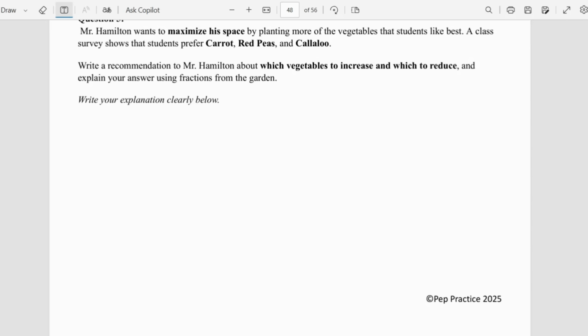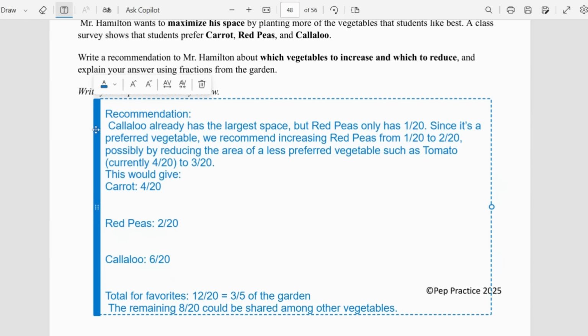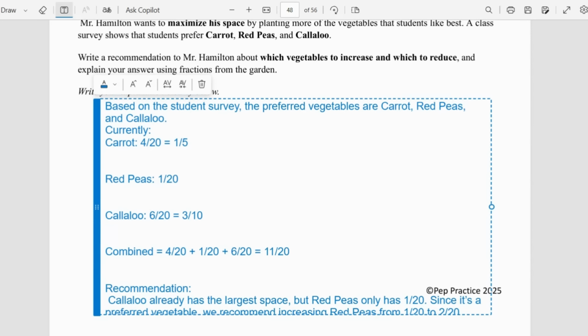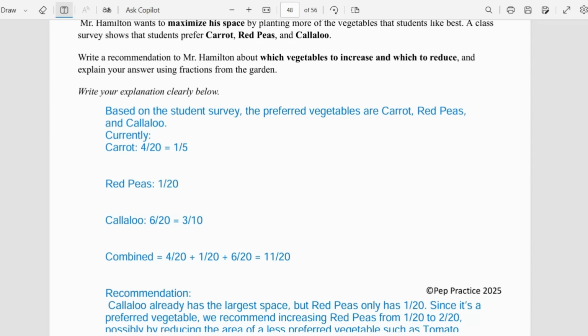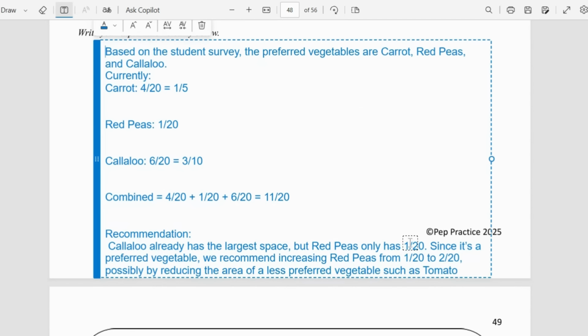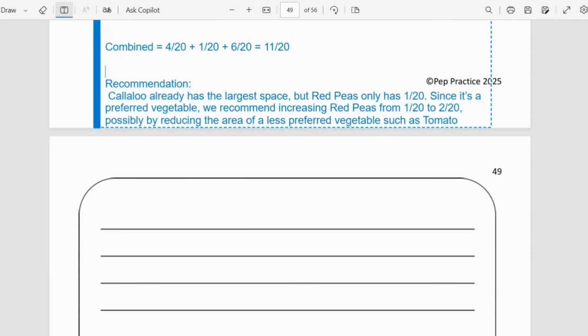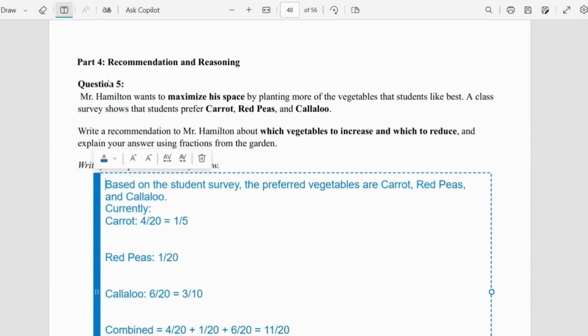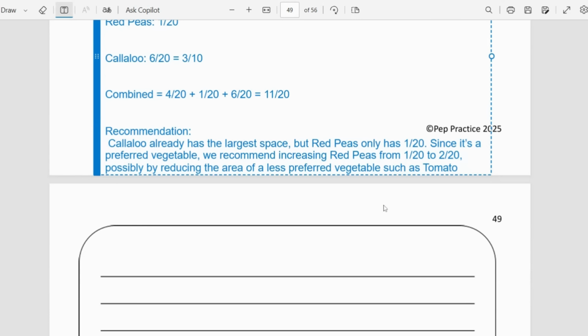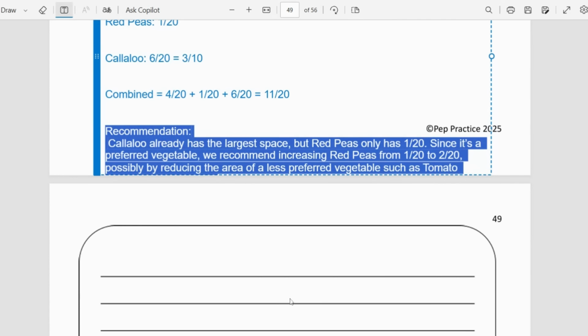Right? And for the, I'm pasting something on the screen and that's why I'm delaying. And for the red peas, that's 1 over 20. And callaloo is 6 over 20. And you see the reduced forms. This is just my information. I'm going to paste my recommendation here at the bottom.